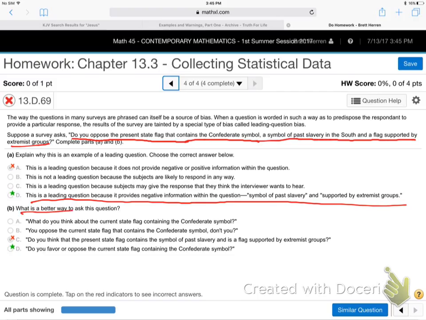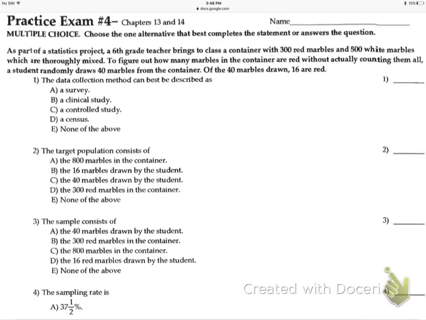All right, next question. What is a better way? Do you favor or oppose the current state flag that has the Confederate symbol? Just straight. No negative information, no positive information, just straight like that without supporting information. Okay. Let's do a question from it, see how you're doing. In fact, why don't you just try number 1 there? See what you can do. So you've been through the material now, but it's more tricky than that. So try number 1. As part of a statistics project, a 6th grade teacher brings to class a container with 300 red marbles, 500 white marbles.